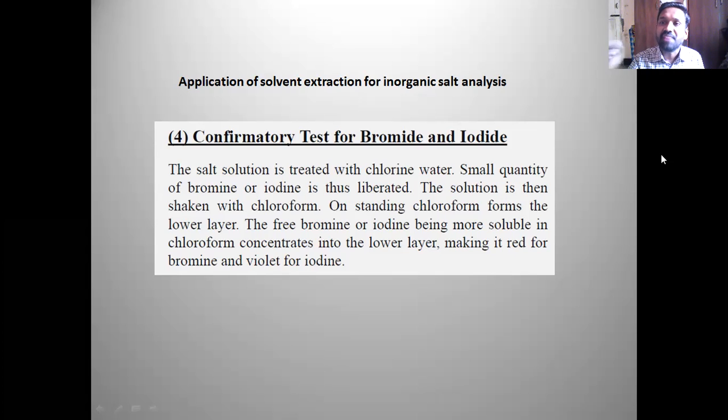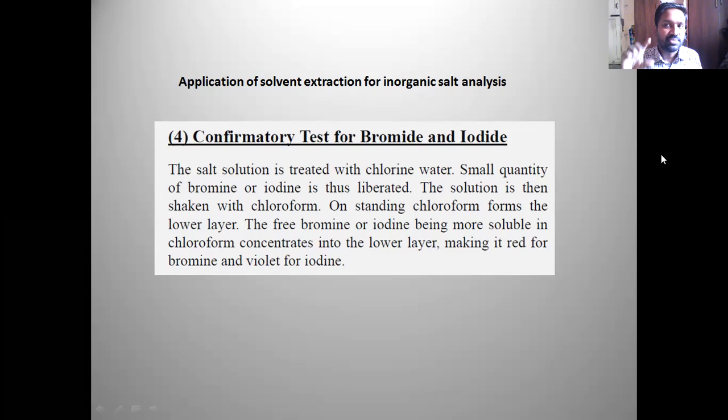The name of the confirmatory test is the orange globule test. What is that globule? The globule is the chloroform layer which is present below the water. Now, bromine goes into chloroform and makes it orange in color. Why does bromine go into chloroform? Because bromine is more soluble in chloroform than in water. If you do this in a separating funnel, it becomes an extraction. But if you do this in a small test tube, it becomes a test.